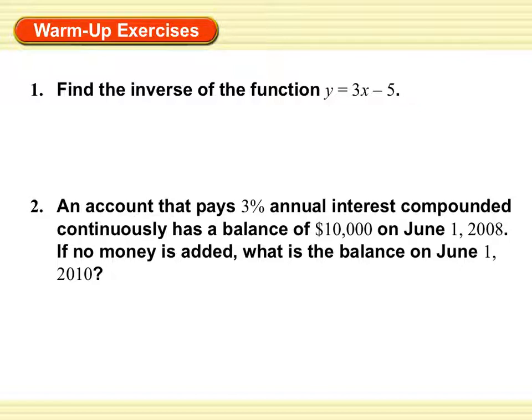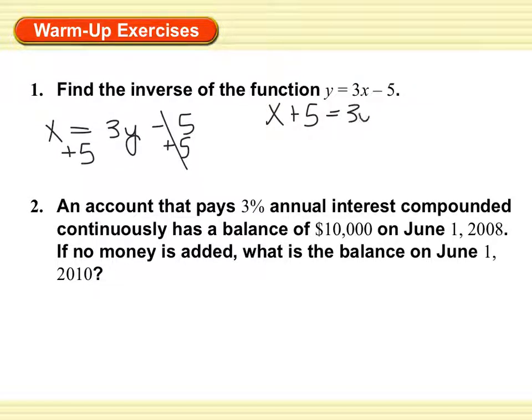Let's find the inverse of this function. We did this last chapter. If you remember, we switch out the x and the y and solve for y. So I'm going to add 5 to both sides. I get x plus 5 equals 3y, and then divide everything by 3. So y equals x plus 5 over 3.